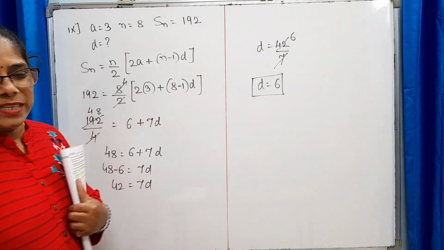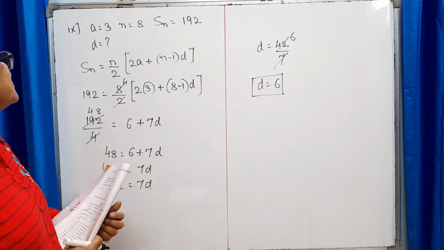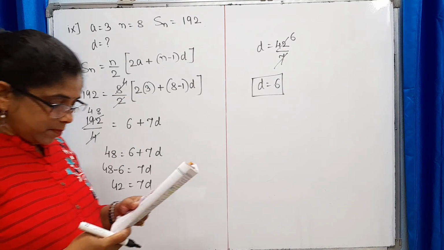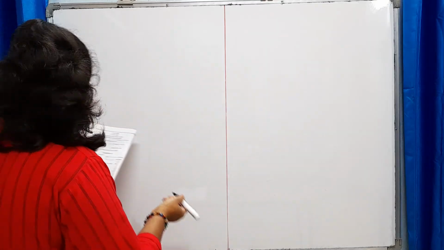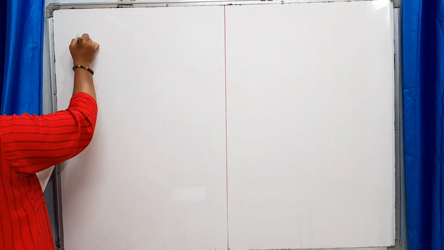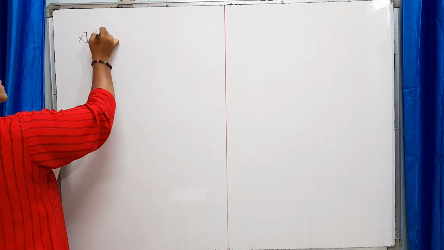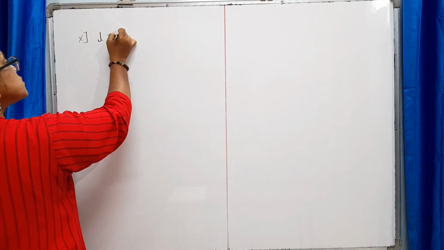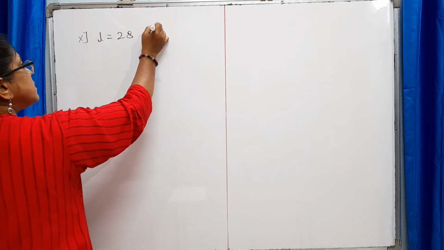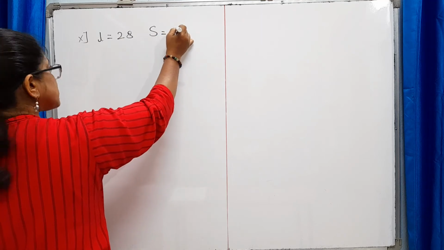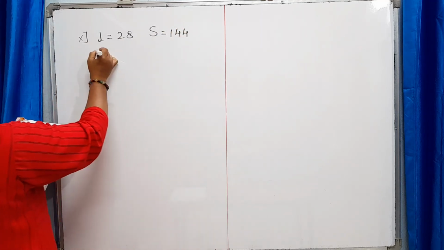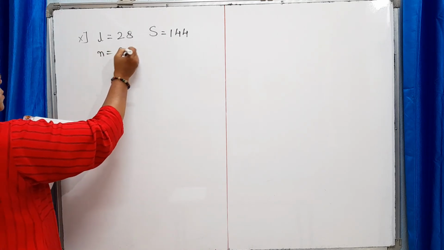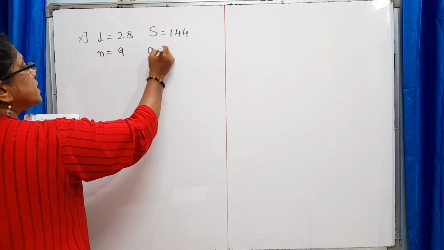Ninth sum was quite easy. Very simple it was. Now let's see how is our 10th sum. 10th sum, last sum of this Roman number 3. L is 28, S is 144 and there are total 9 terms. Means n is equal to 9 and what we have to find is a.